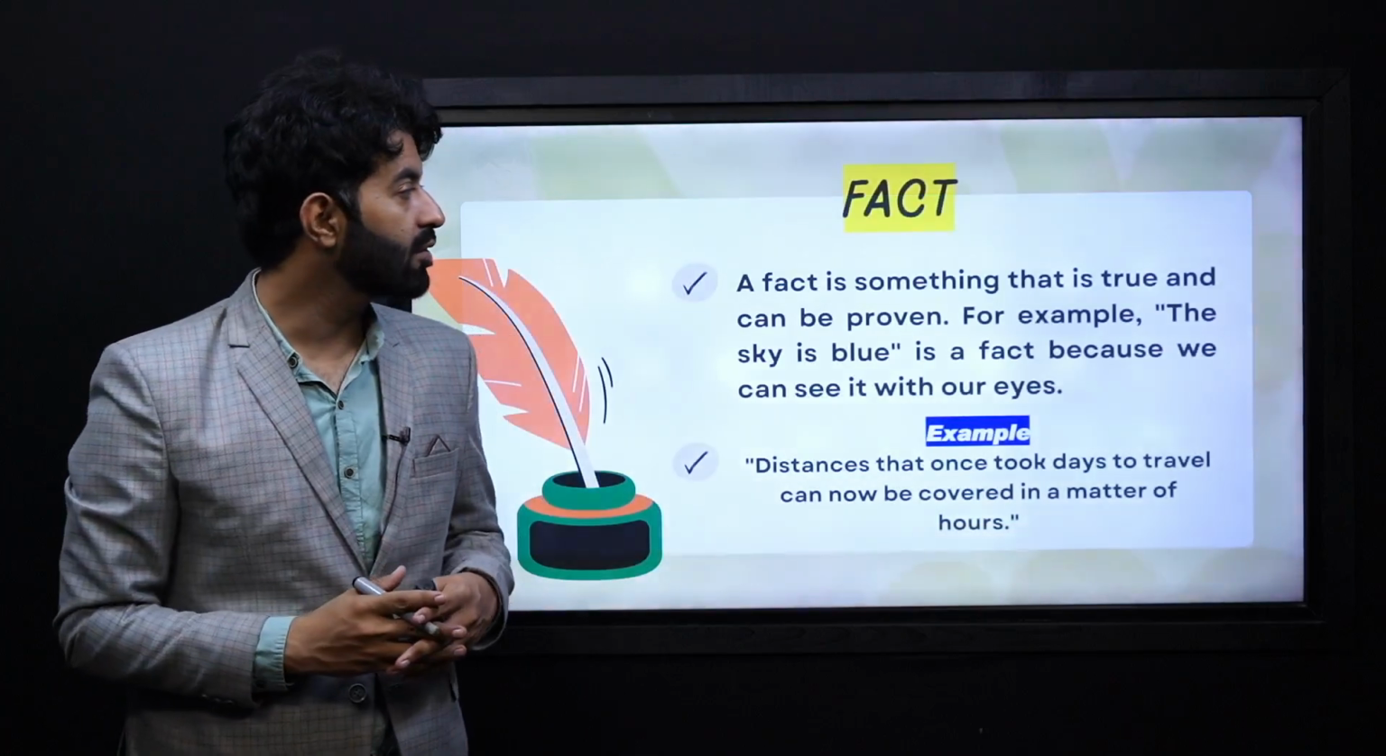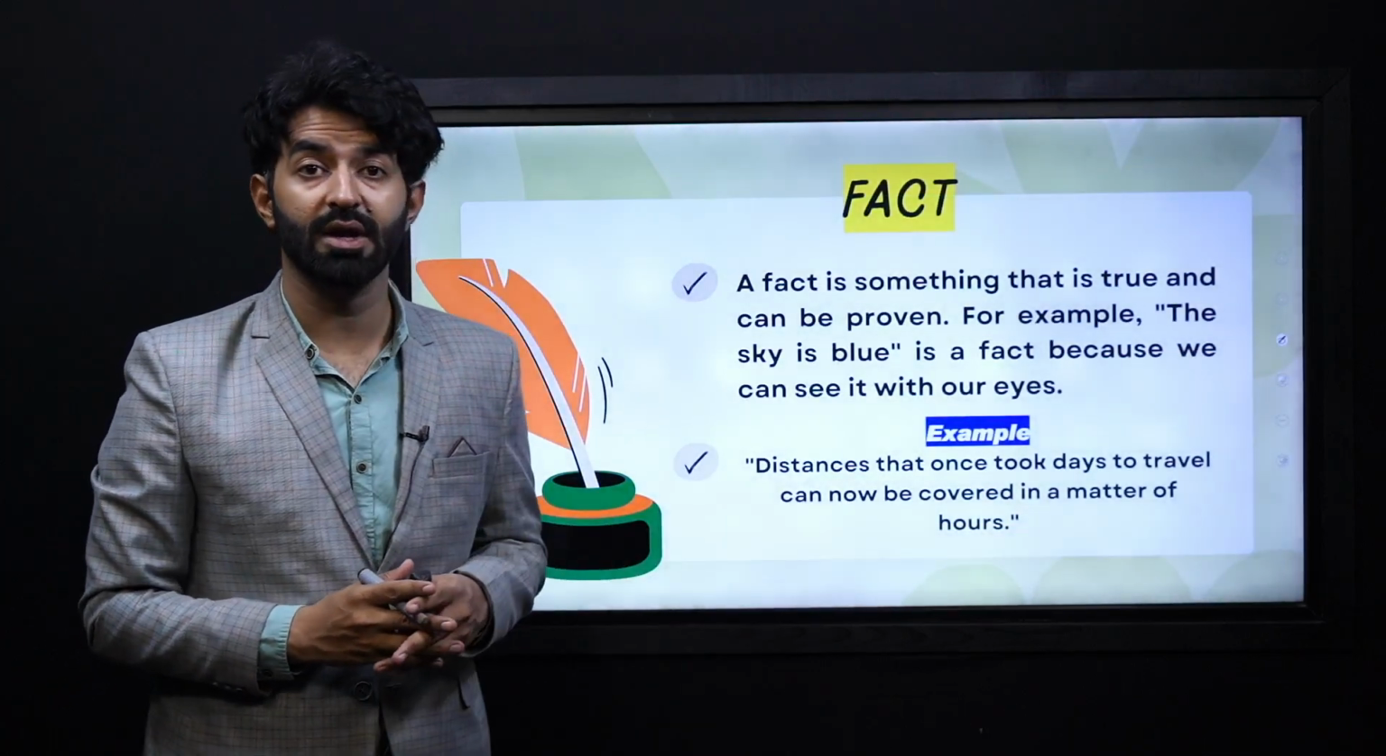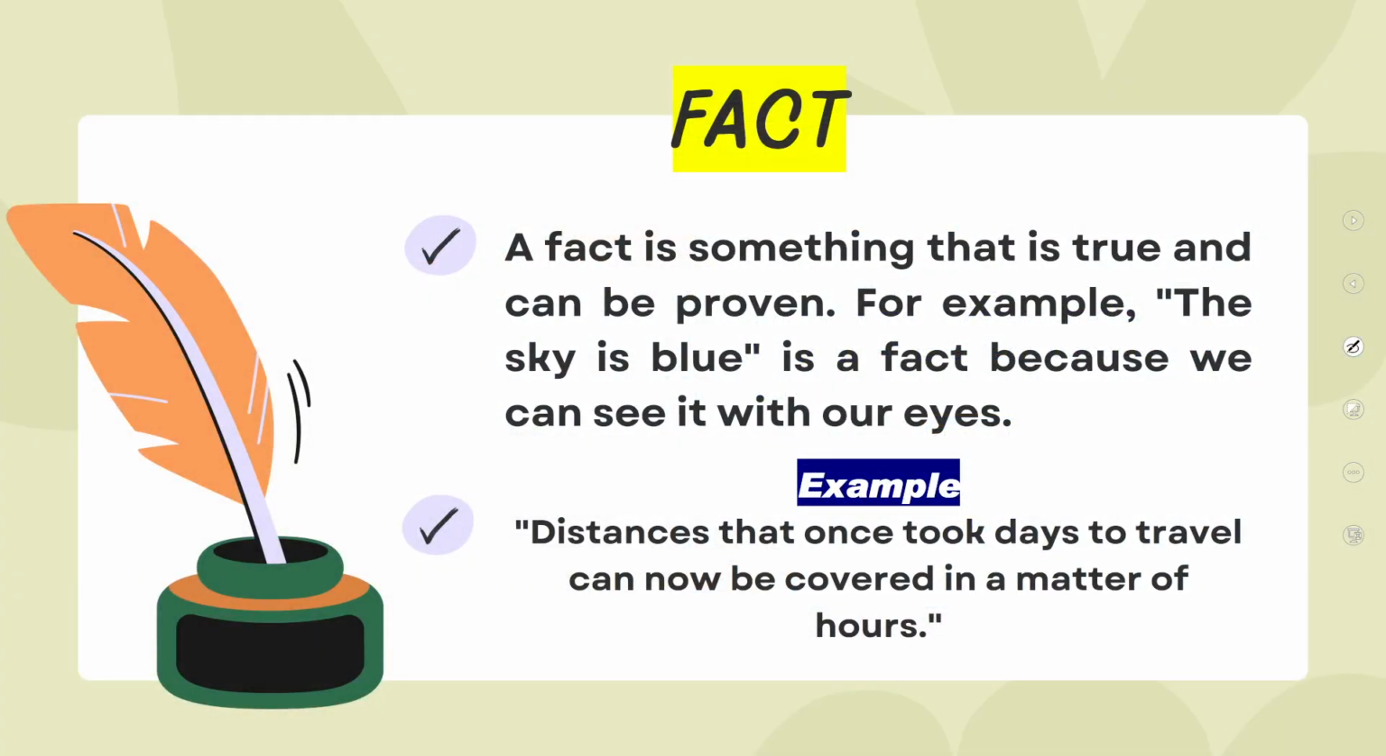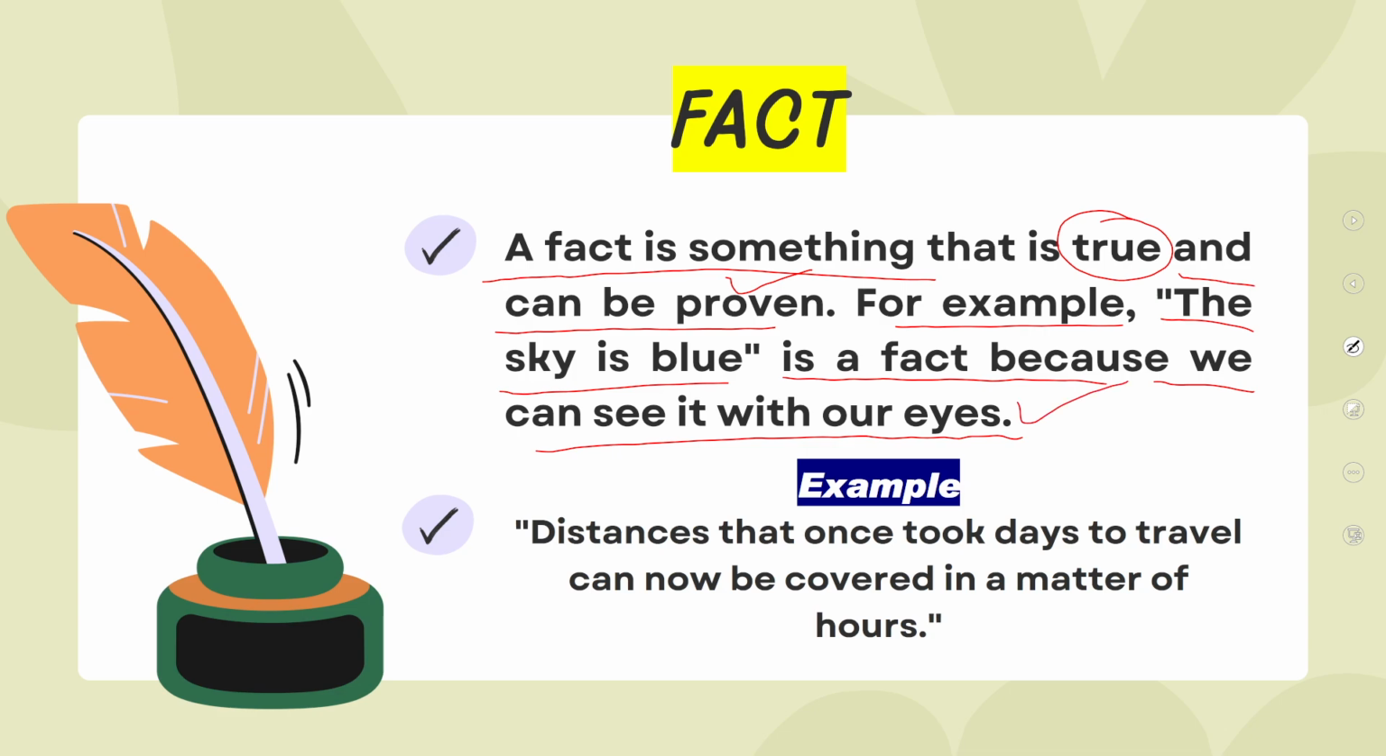Let's break it down. Let's read what is a fact. So the definition of fact is, a fact is something that is true and can be proven. For example, the sky is blue is a fact because we can see it with our eyes. So something like this is considered to be a fact.